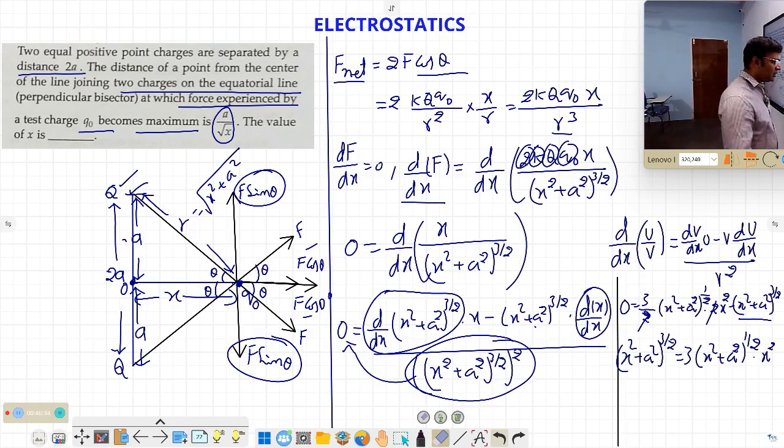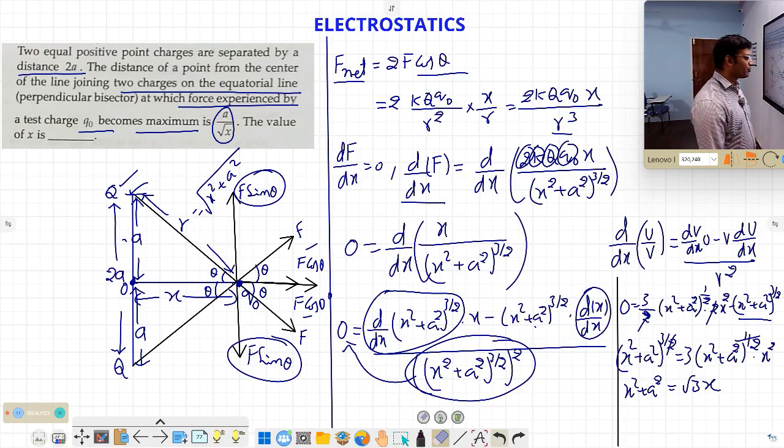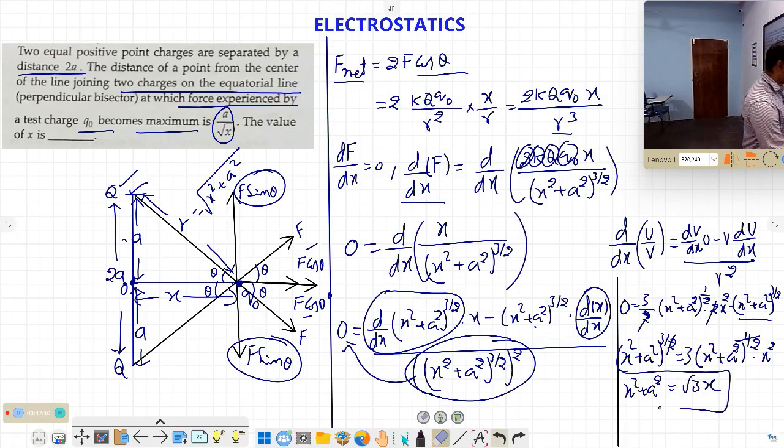So if you solve this one, this is 1 by 2, here 1 by 2 gets cancelled, so cube is there. So x square plus a square whole cube, x square plus a square, okay, so cube also, here we can cancel 1, here we are going to get only one term, that is x square plus a square. It will make the square that side become root, that is root 3 x here. Okay, this is the way you are going to get x square plus a square. So if you solve this one further, what you are going to get?